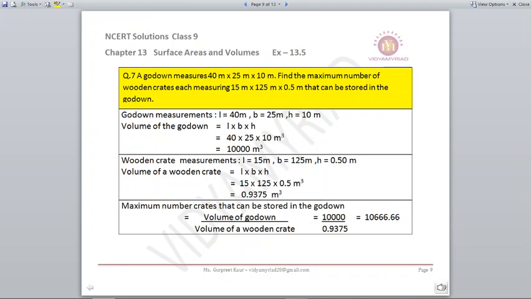We are also given the measurement of the wooden crate. So we will find out the volume of the wooden crate. It comes out to be 0.9375 meter cube. So both the volumes we have got. We will just divide the volume of the godown by the volume of the wooden crate to find out the number of crates that can be stored. So that is 10,000 divided by 0.9375, which gives us 10,666.66, or you can say 10,667 approximately.